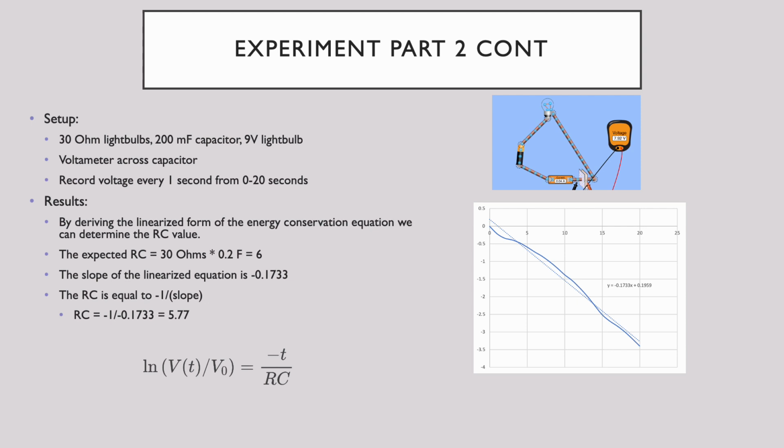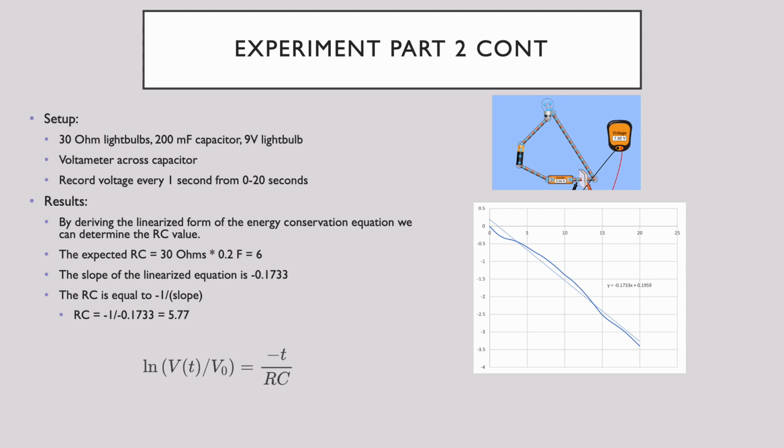I then did the next part of the experiment, which was setting up a 30 ohm light bulb with the same setup, and a voltmeter across the capacitor. And then I recorded the voltage every 1 second from 0 to 20 seconds. Then by deriving the linearized form of the energy conservation equation, we can determine the RC value, and you can see the linearized form below.